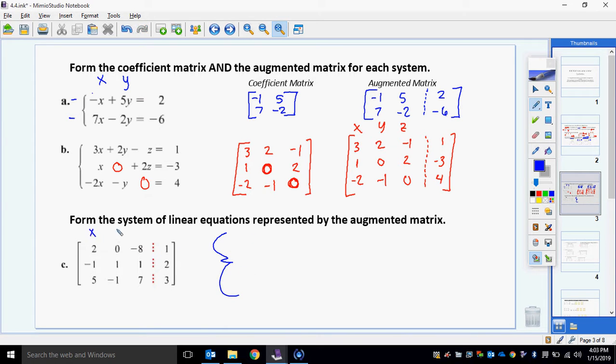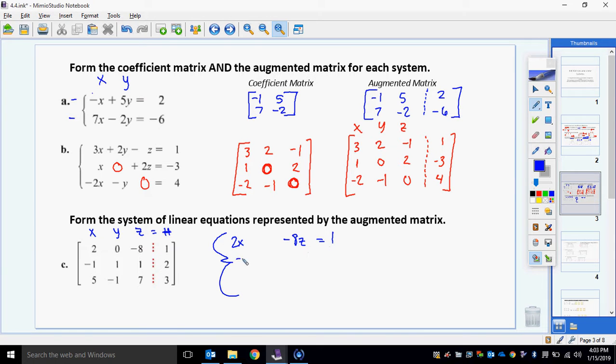So I know that each column is a variable. I have an equal sign, and then I know I'm going to have my constant numbers. So I have a 2 in the x position, a 0 in the y. I could put 0y or I can leave it blank. I have a -8 with the z equal to 1.